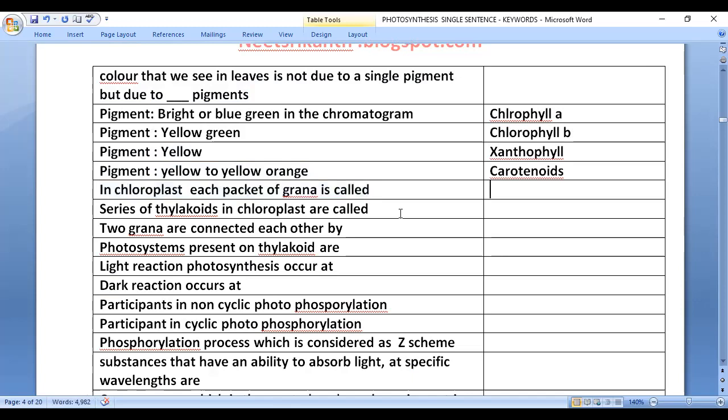In chloroplast, each packet of grana is called a thylakoid. A series of thylakoids in chloroplast are called grana. Two grana are connected to each other by stroma lamella. Photosystems present on thylakoids are PS1 and PS2.